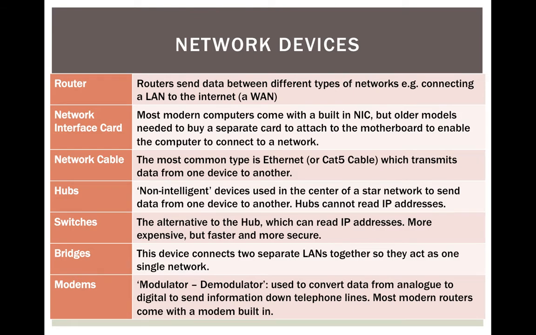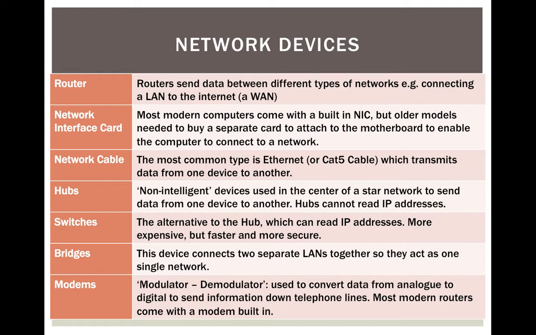I've not gone through all of the different topologies because I think we've probably done that enough now, but if you wish to look back over your network topologies, again, you can see the notes on ICT Lounge, but you should have your own notes of that. But it is important that you know your network devices. So here I've listed the 7 network devices that you could be expected to identify. A router, a network interface card, network cable, hubs, switches, bridges and modems.